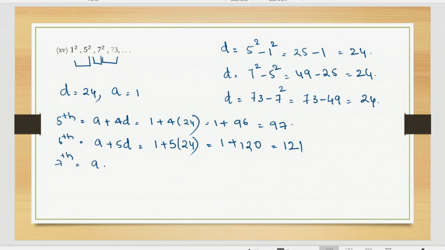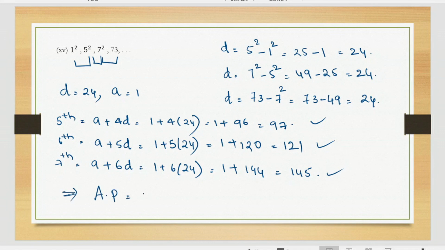In the same way, the seventh term is A plus 6D. It is 1 plus 6 into 24, where D is 24. So 24 sixes are 144. Here you will get 145. So these are the fifth term, sixth term and seventh term of the AP. So the final AP will be 1 square, 5 square, 7 square, 73, and the fifth term is 97, the sixth term is 121 and the seventh term is 145.